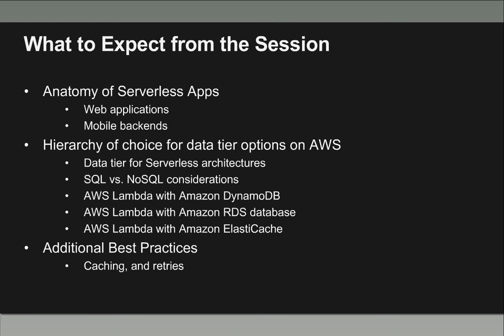So we're going to start with a quick look at the anatomy of a typical serverless application. We look at a couple of different patterns, a web application pattern and a mobile application pattern. And then we will deep dive into how Lambda integrates with each of the data tiers, DynamoDB, RDS, and ElastiCache. Then we will wrap it up with additional best practices and some design considerations, and also for caching and retries. Let's get started.